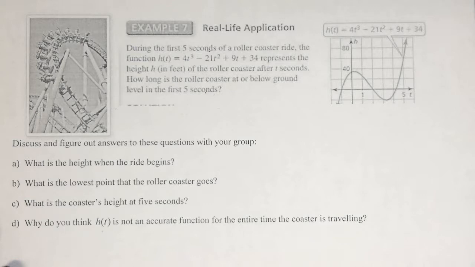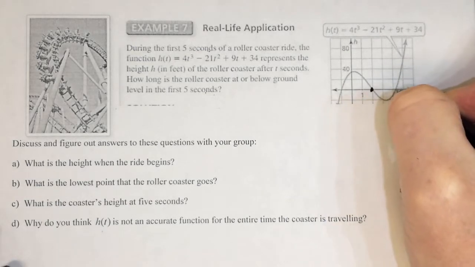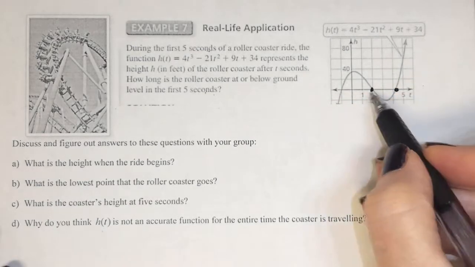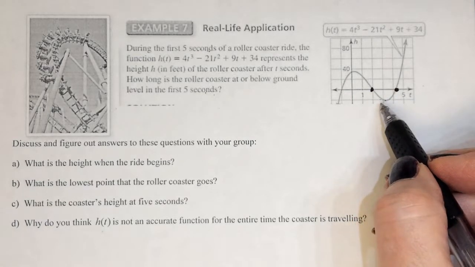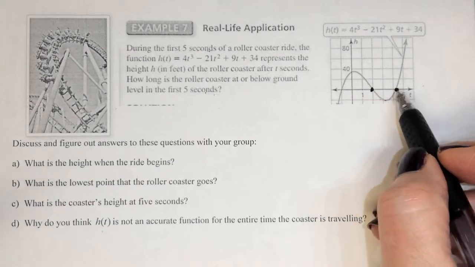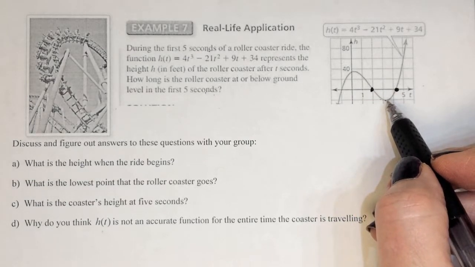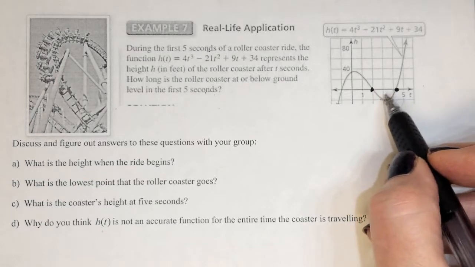Karen? Well, the ground level would be 0. Right, so right here's ground level. So we're talking about between here and here, right? That's where it's below ground level. So maybe there's some safety concerns. Maybe they don't want people below ground level more than 5 seconds or 4 seconds or something. So we want to check this and see how long that is.